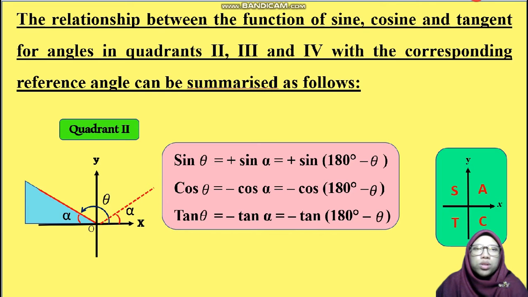As I mentioned earlier, for quadrant 1, all sine, cosine and tangent will be positive value. Sin theta will be the sine of corresponding reference angle itself. For quadrant 2, only sine will be positive value. Sin theta equals positive sin alpha. Cos theta will be negative cos alpha and tangent theta will be negative tangent alpha.